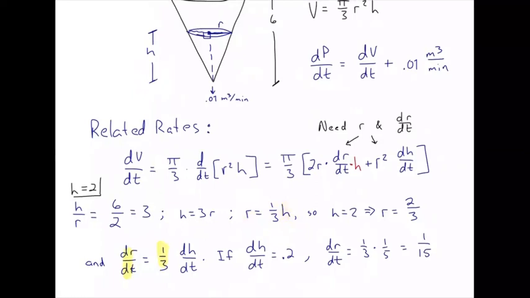Well, dh/dt is 0.2, so I can plug in 0.2 right here, and then I'll be able to find dr/dt. 0.2 just happens to be 1/5, so I've done this as 1/3 times 1/5, and that comes out to 1/15. So dr/dt is 1/15. I now have all of these pieces.